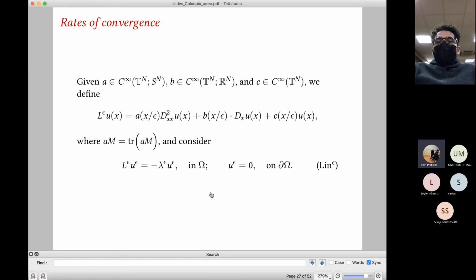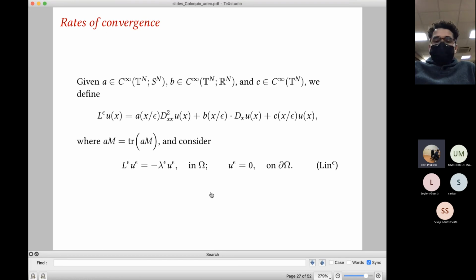So given smooth coefficients, like I said, which depend only on the fast variable x over epsilon, or later y, we have a second order linear operator in non-divergence form, given by the trace of A times the second derivative of u, plus b times the gradient of u for the drift term, and for the state term c times u, the reaction term. And there, the first product denotes the trace of the actual product.